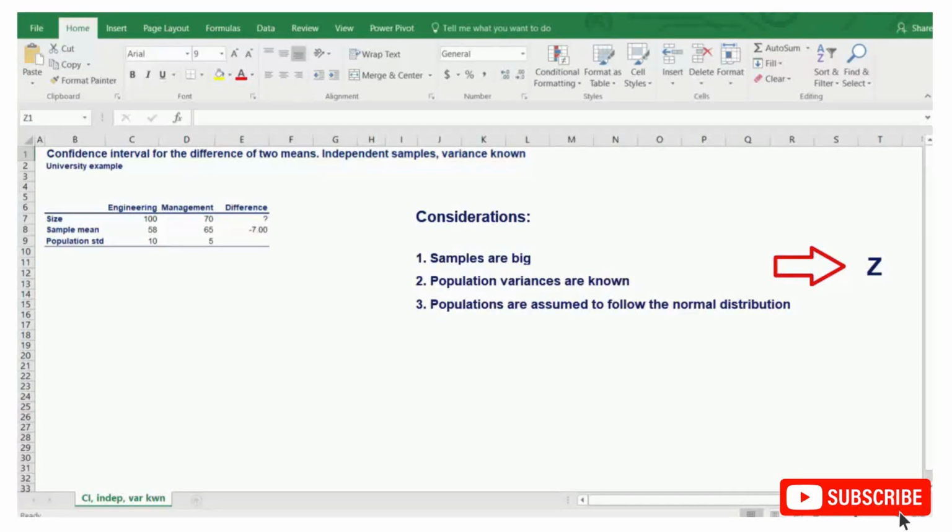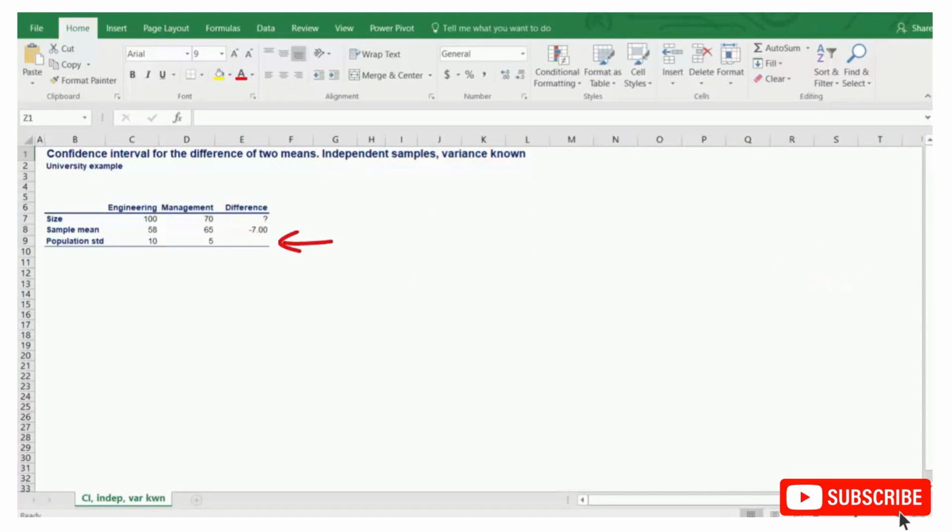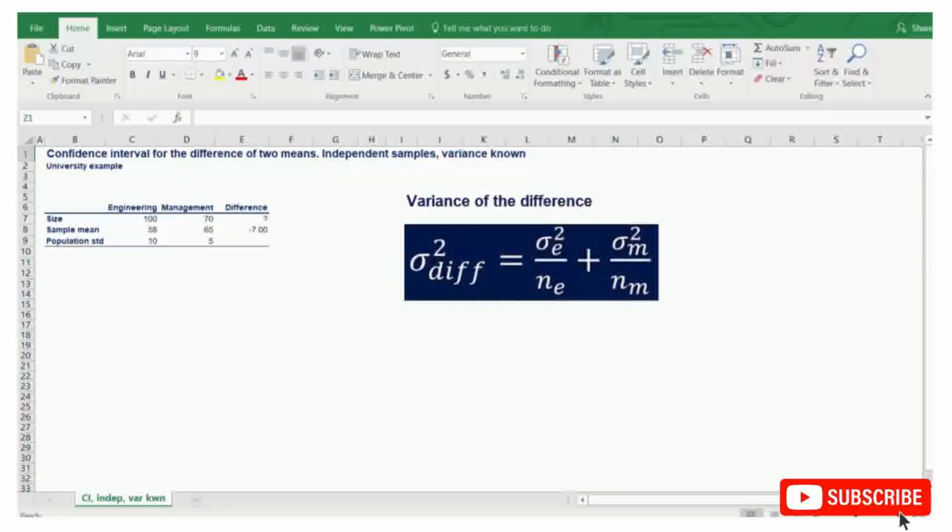The last ingredient is the variance. We haven't been through enough mathematics in this course to derive the formula, so we will simply state it. The variance of the difference between the two means is equal to the variance of the grades received by engineering students divided by the sample size of engineering students, plus the variance of grades obtained by management students divided by the sample size of management students. The underlying logic is that dispersion is additive. More variables means higher or equal variability.